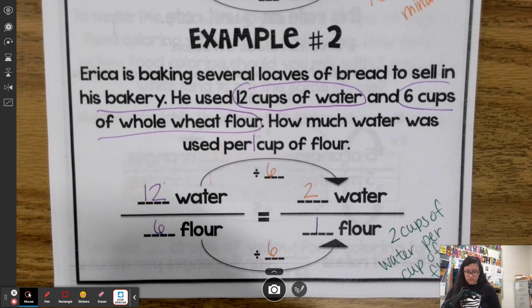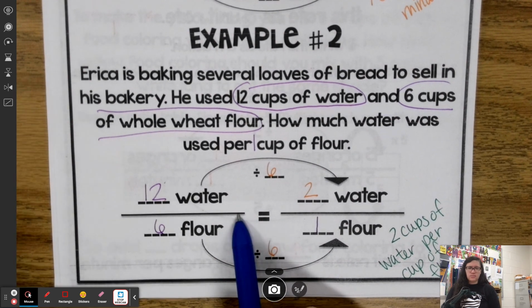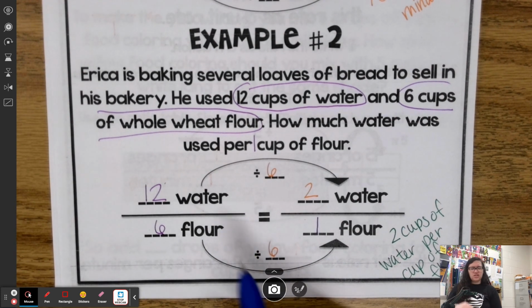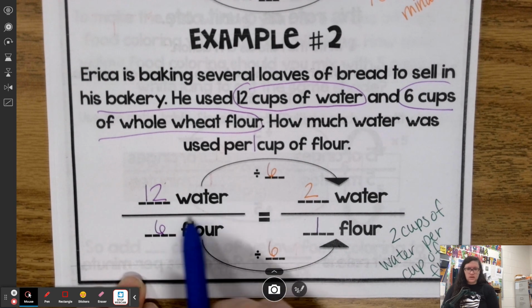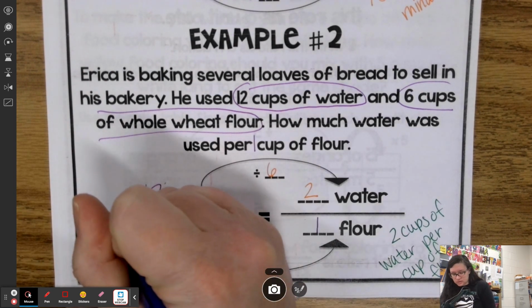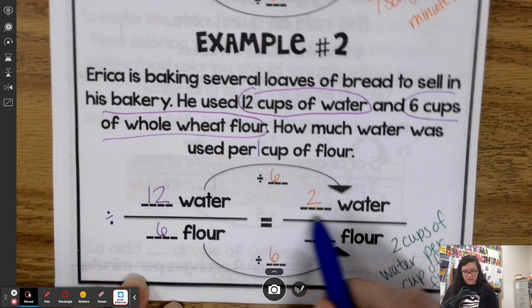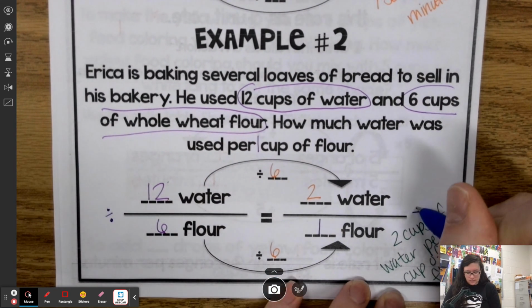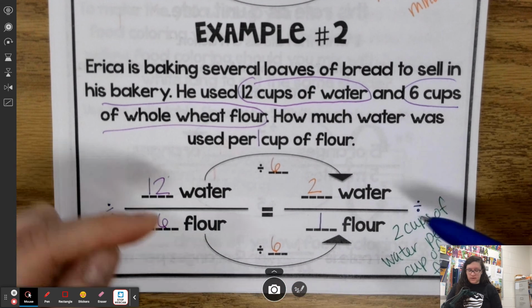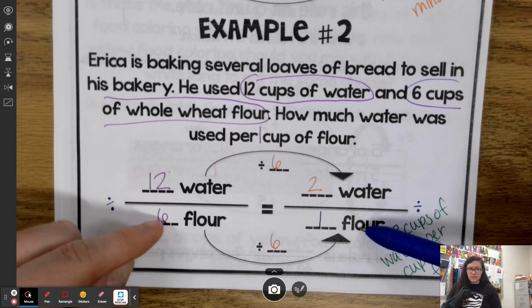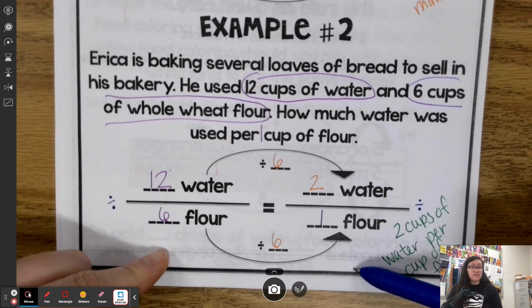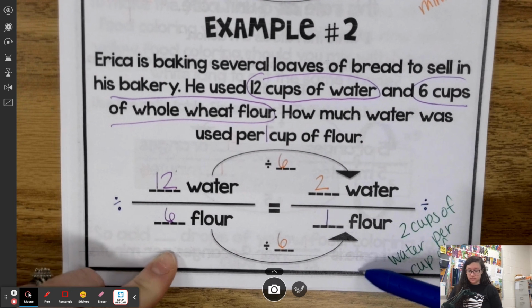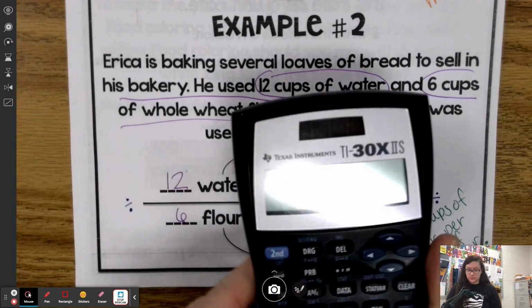Checking is always important. That fraction bar, what operation is the fraction bar? That fraction bar means to divide. This fraction bar also means to divide. So if I divide my numerator by my denominator, I should get the same number, and that's how I know I'm right. So let's try that.